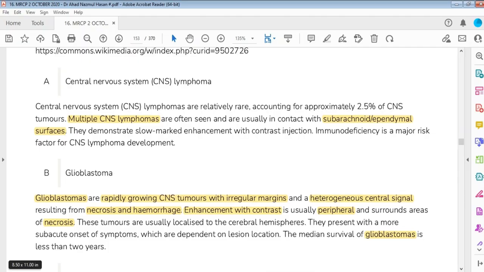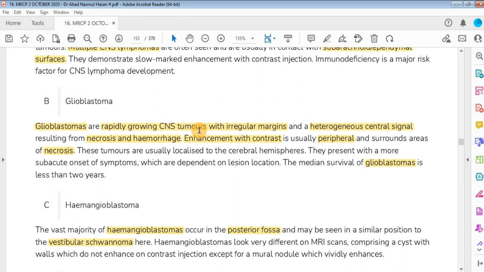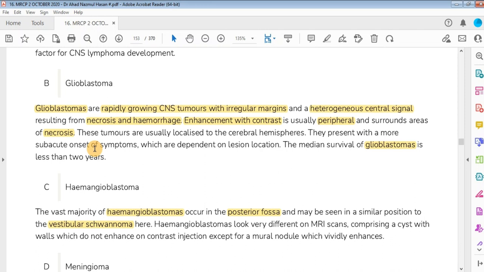And glioblastoma, a rapidly growing CNS tumor with irregular margin and heterogeneous central signal resulting in necrosis and hemorrhage. Enhancement with contrast is usually peripheral and surrounds areas of necrosis. These tumors are usually localized to the cerebral hemisphere. They present with a more subacute onset of symptoms. They are dependent on lesion location. The median survival of glioblastoma is less than 2 years.